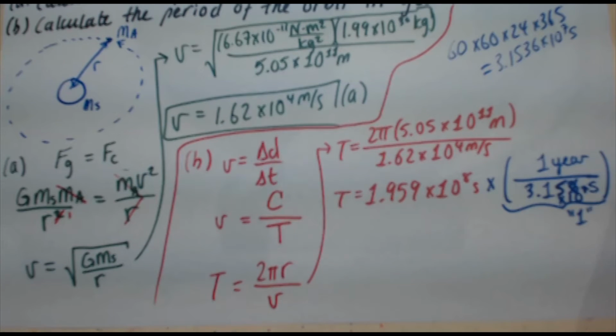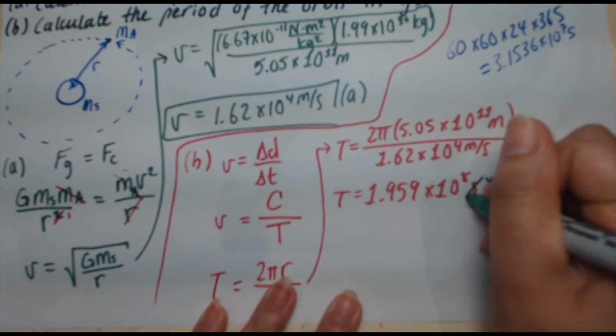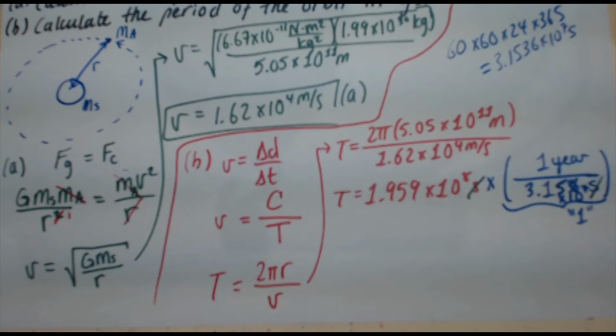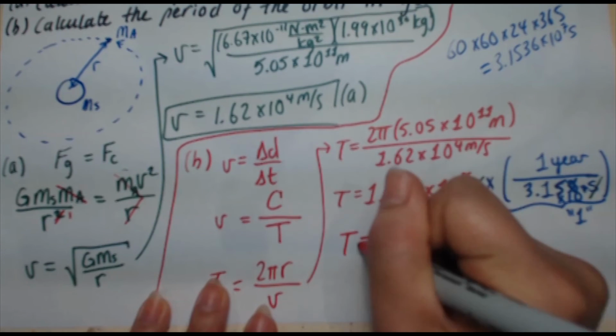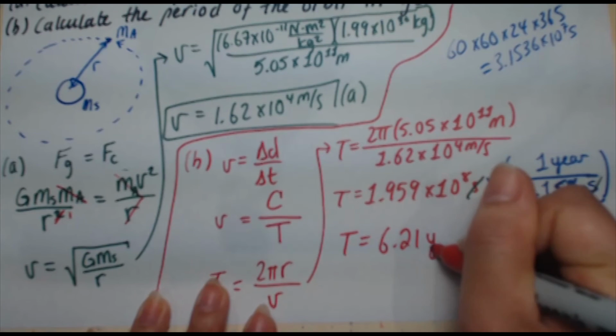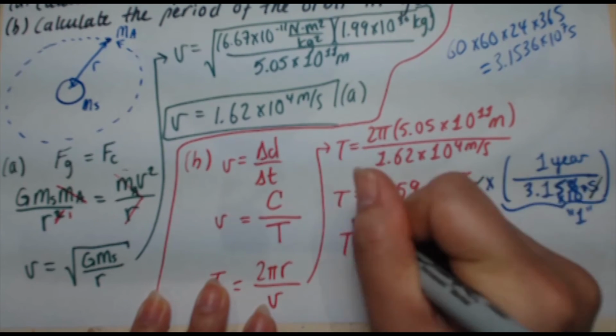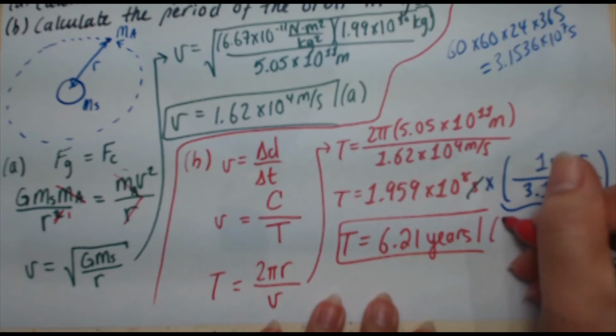So sorry, it got a little messy there. 3.1536 times 10 to the 7 seconds. And the reason we do that is because, check it out, the seconds are going to cancel. You're going to get the unit of years out. So the only mathematical step you need to take is 1.959 times 10 to the 8 divided by 3.1536 times 10 to the 7. And when you do that, you are going to get T is equal to 6.21 years. So there you go, a much more feasible answer. And there's the answer for part B.